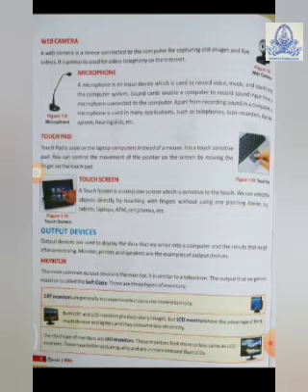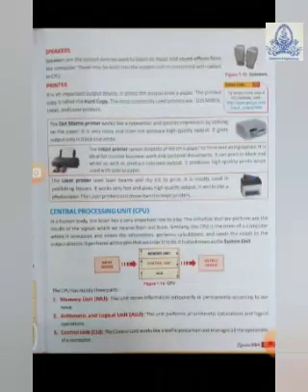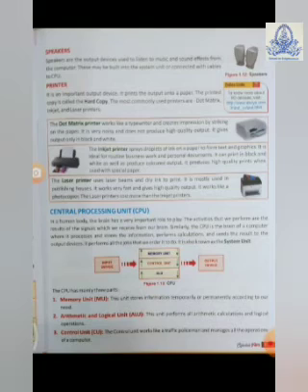Then last, central processing unit, that is called CPU, central processing unit. This is called the heart of the computer. You can say for a human being our heart is very, very important. Without a heart your body will not work. Okay, similarly without the CPU the computer will not work. I hope everybody understood what I am saying. Everybody understood what is meant by CPU?